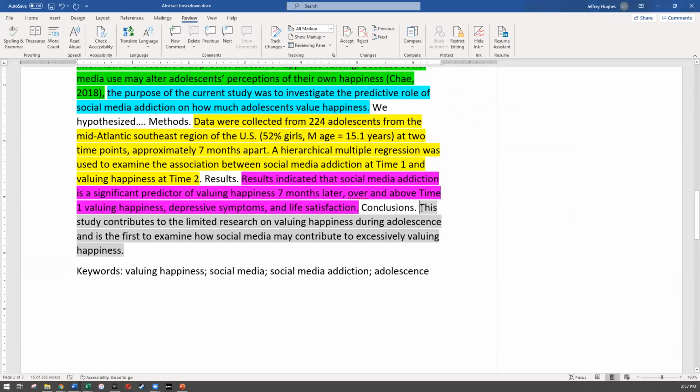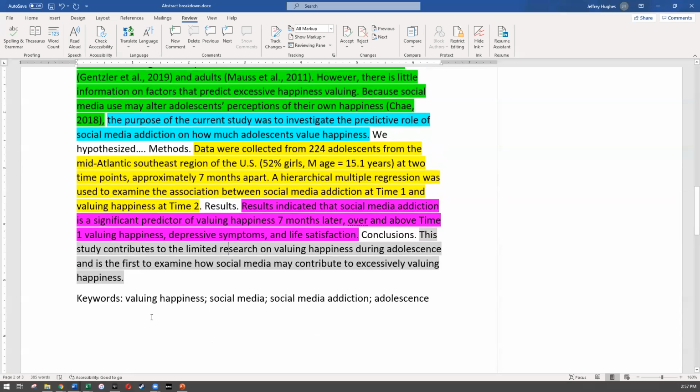And my conclusion is a little bit wonky. I know I've been saying, like, give a strong take-home message. I kind of just hype up my own study. I say this study contributes to the limited research of valuing happiness and is the first to examine how social media may contribute to valuing happiness. I don't expect yours to look like that. You know, potentially have more of the relevance of your own study in that last section.